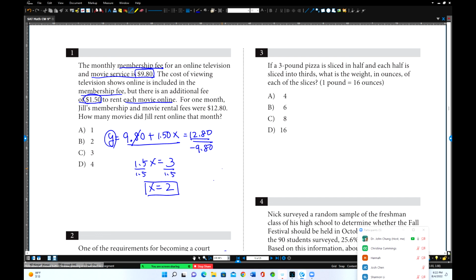Okay. Another one over here. 3-pound pizzas. All right. Cut into what? Sliced in half, and each half is sliced into thirds. What is the weight in ounces of each of the slices? 3 pounds over here. Half again. Each half is thirds. Total what? 6 slices.